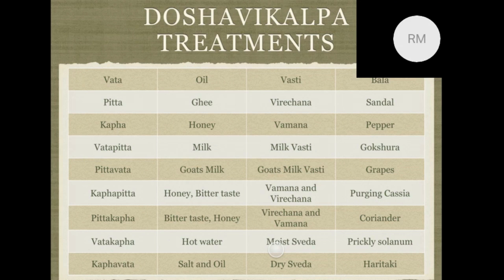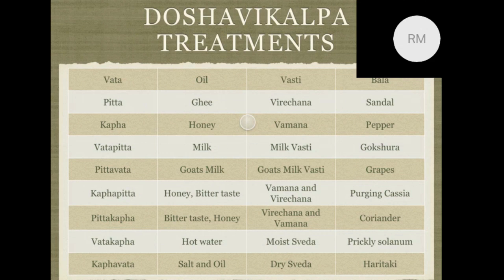And that we are able to decide once we do the Dosha Vikalpa. So here you can see some of the major substances and materials that are used depending on our understanding of what is the combination of the doshas. So if it is Vata, you can use oil, and we can use Vasti.